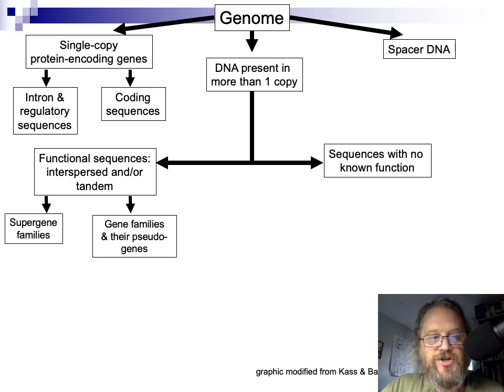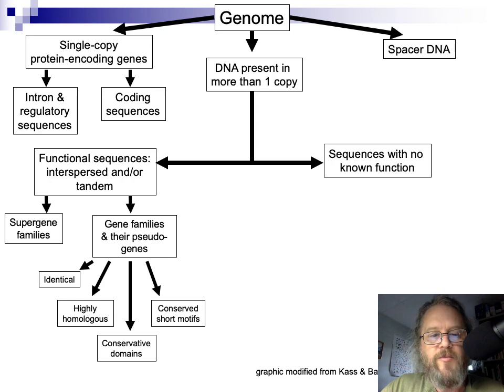So for example, supergene families, those are going to be dispersed throughout the genome. Supergene family is the idea that while we have 20,000 genes, protein coding genes, many of the genes resemble each other. And so that suggests a mechanism of how those genes came about, gene duplication. So that's something we'll talk about later. Gene families and their pseudogenes. Okay, so this is again a smaller subset of the idea of the supergene families. And then gene families can range from the sequences are virtually identical all the way up to basically they have similar function, but the sequences themselves are quite different.